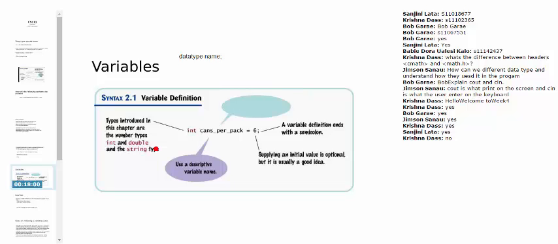Now, this is the data type, and we'll learn more about the data types in the next few slides. Our variable definition ends with a semicolon. As I mentioned earlier, every line of code that you write should end with a semicolon. And supplying an initial value is optional, but is actually a good idea. And you should use a descriptive name that describes what your variable is doing.